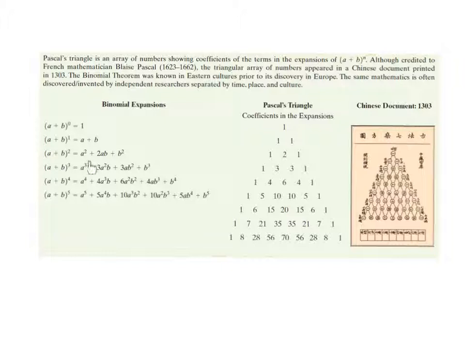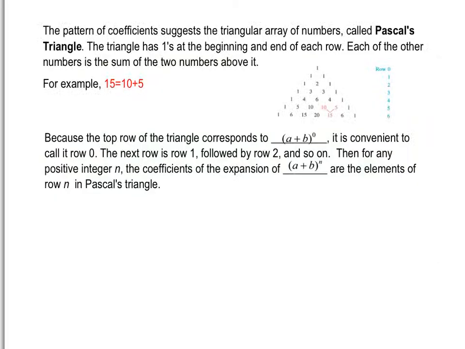If we squared it, we would get this answer here. You can see the coefficients are 1, 2, 1. And the next row of Pascal's triangle is 1, 2, 1. And so on and so forth. 1, 3, 3, 1 is 1, 3, 3, 1 over here, etc. So we can use this triangle to help us find all of the coefficients.